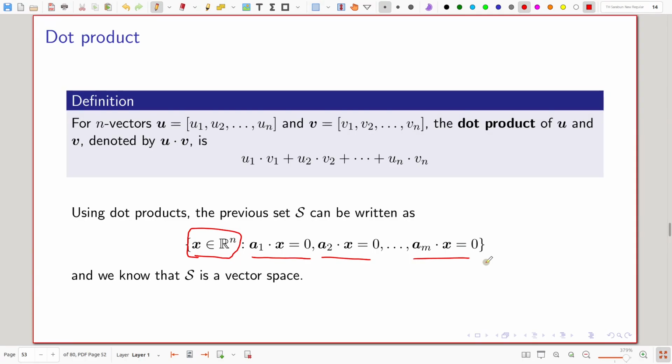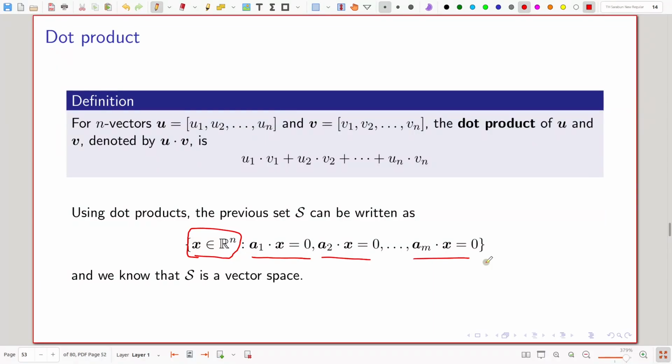So this set of all possible solutions of these m equations is also a vector space. To see that, if I put x to be 0, all the equations are true. Now to check if it's a vector space, I also need to check if I can scale a vector and it still belongs to the set, and also if I take two vectors and add them up, whether they still belong to the set or not.